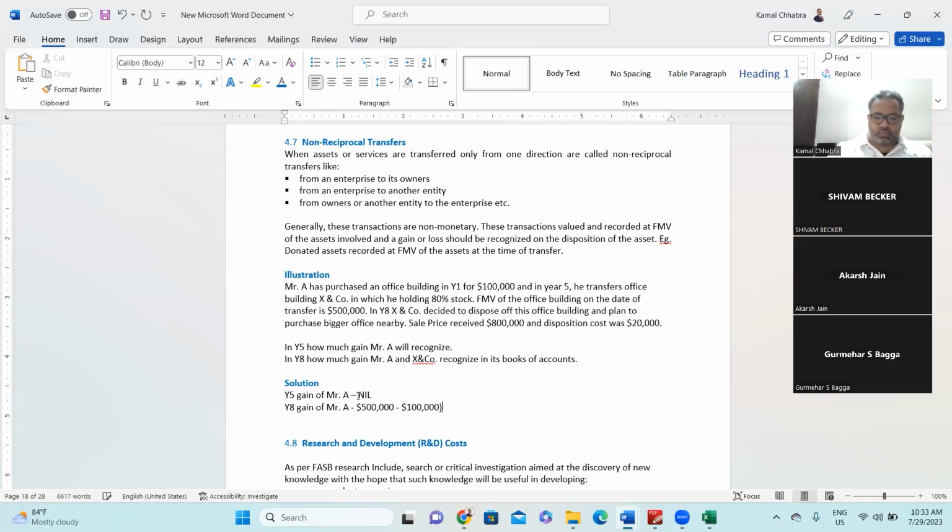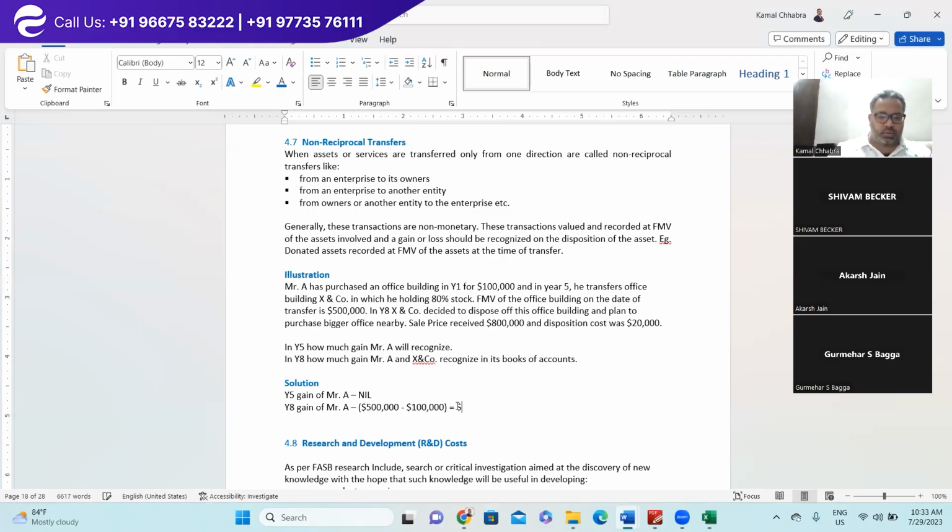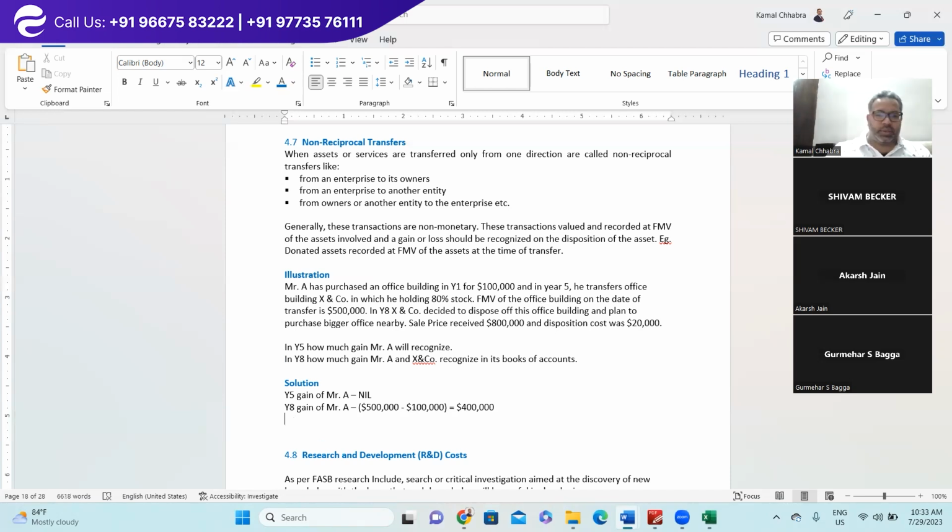Year 8. 5 lakh minus 1 lakh. How much is it? 4 lakh. 400,000 gain will be of Mr. A. Okay, then X and company will recognize how much? 280, I guess.